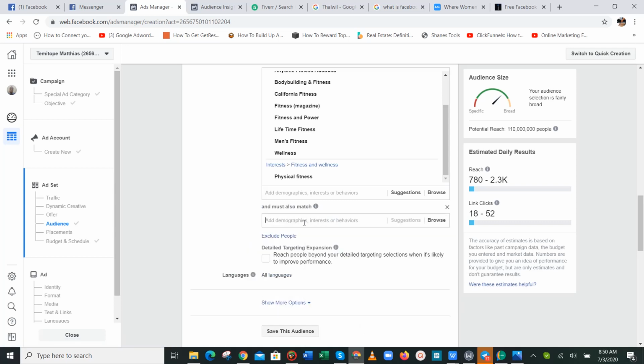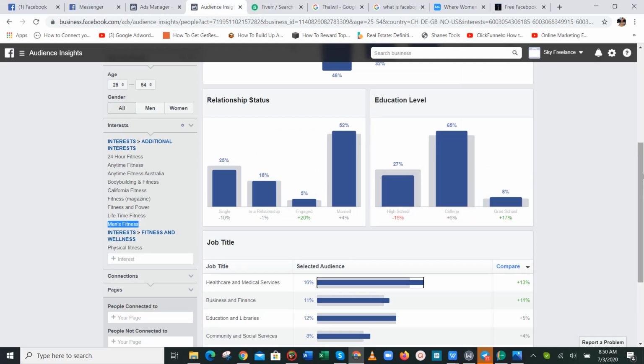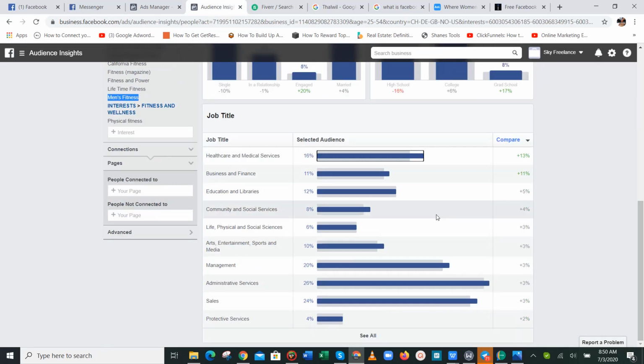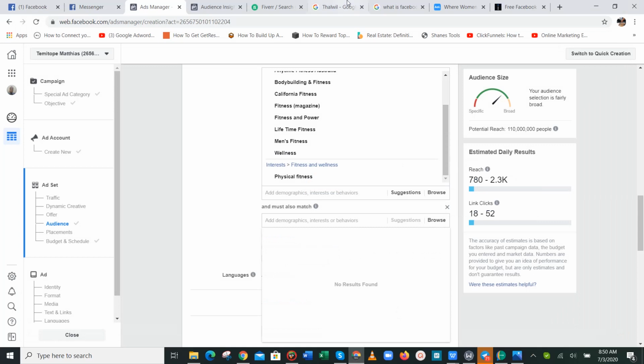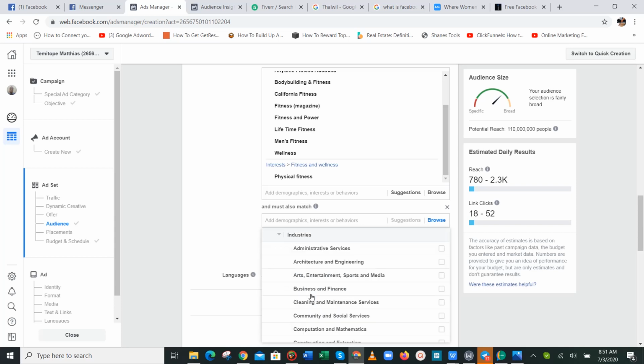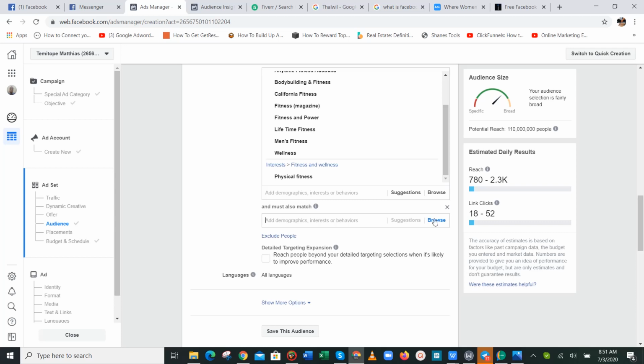The people must also match job title: people in management, people in administrative services. It has 26%. So you choose it and go there. So that will be under behavior. Browse demographics, yes. Work, then industry, yeah. Administrative services.